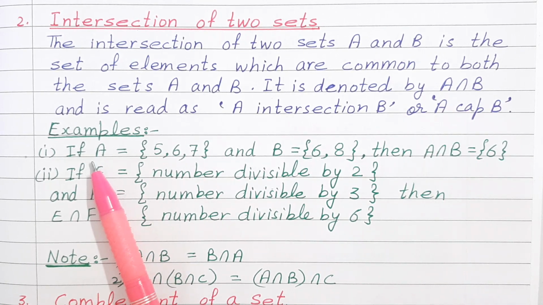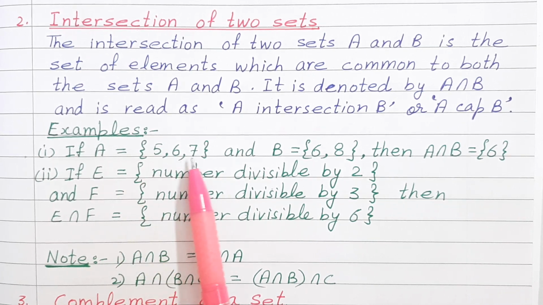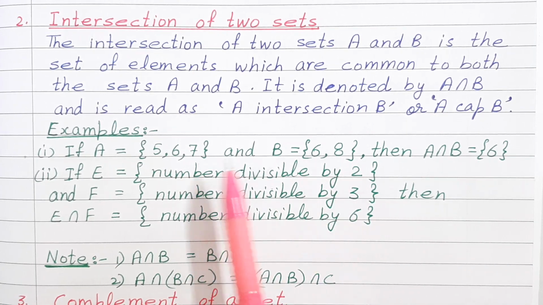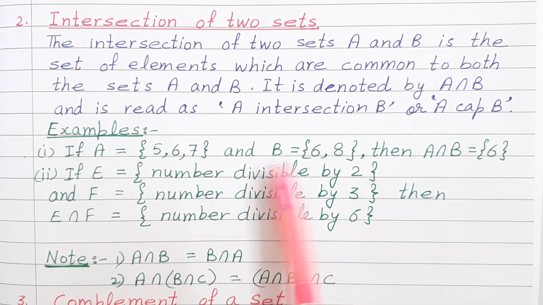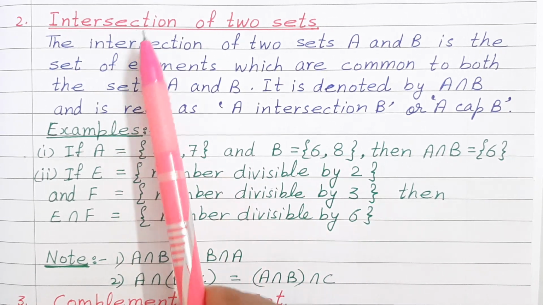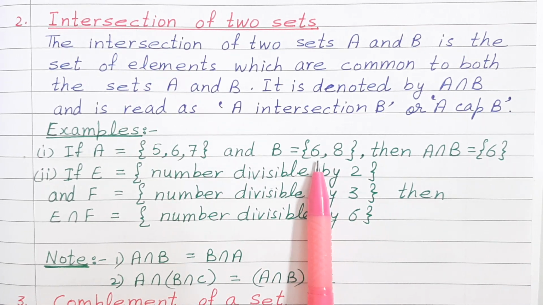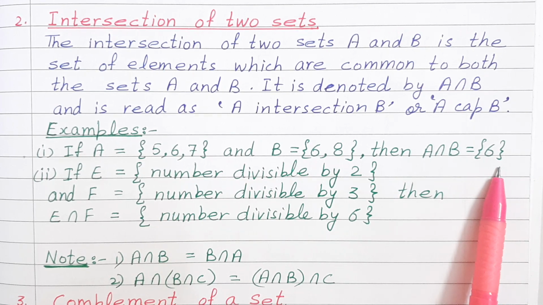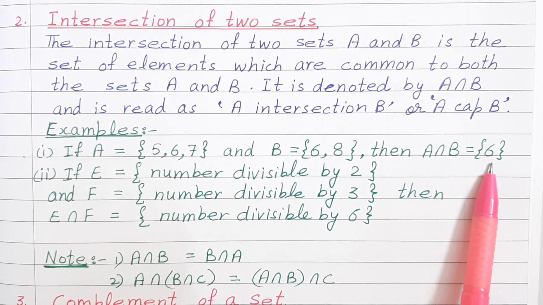Now let us discuss one example here. If A is {5, 6, 7}, B is {6, 8}. Children, I have used the same example as we have discussed in case of union. There we have combined all the elements, but here in case of intersection, we just take only the common element. So you can see only the element 6 is common. So therefore, A intersection B is {6}.